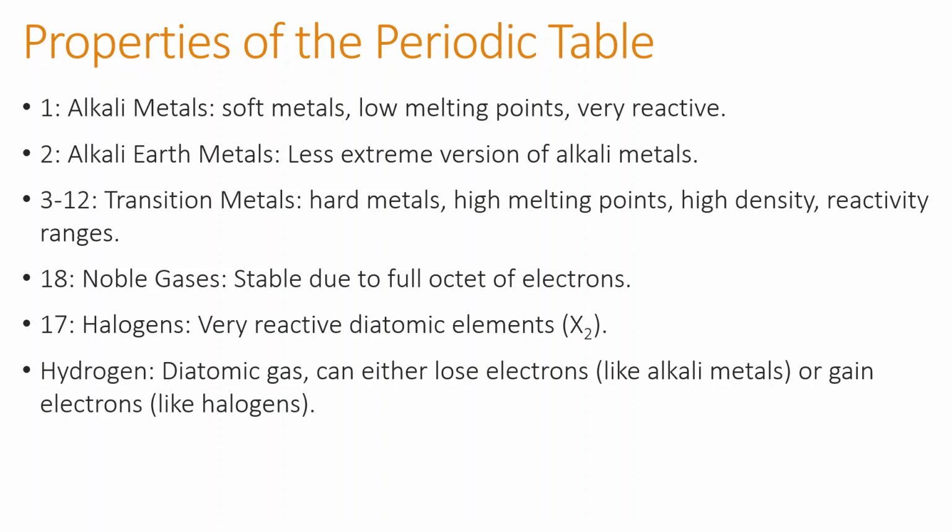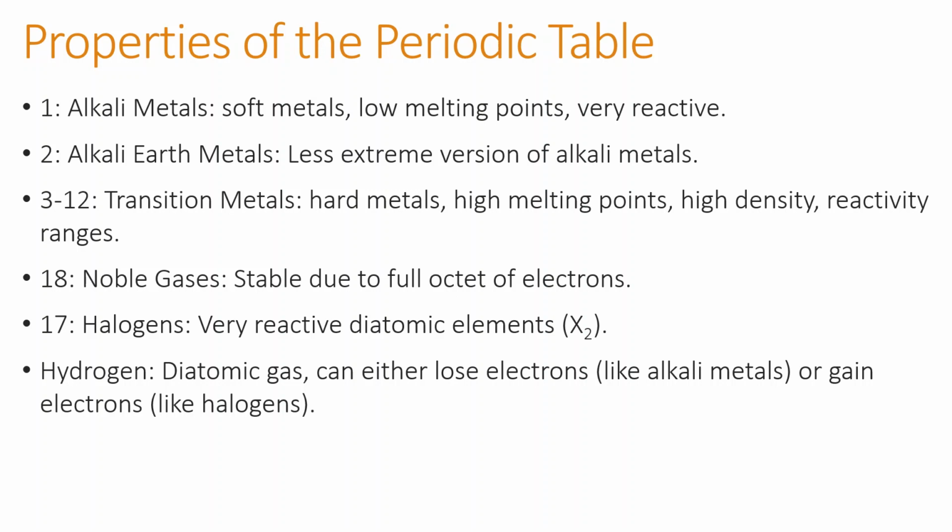The noble gases, these are going to be in column 18. And these are going to be very stable because they have a full octet of electrons. So noble gases are called noble gases because they tend to not form compounds with other elements. And that's because of their stability, because they already have a full octet of electrons.